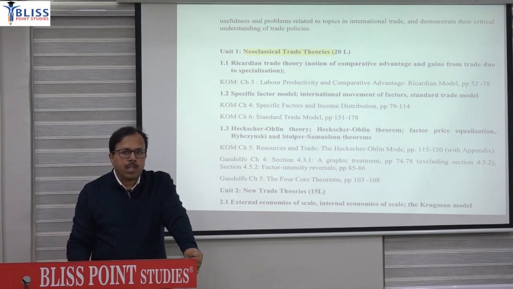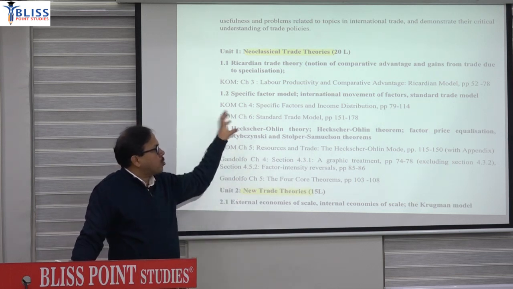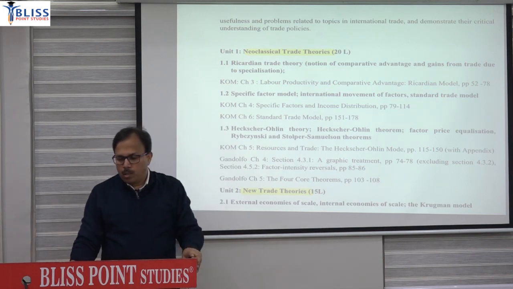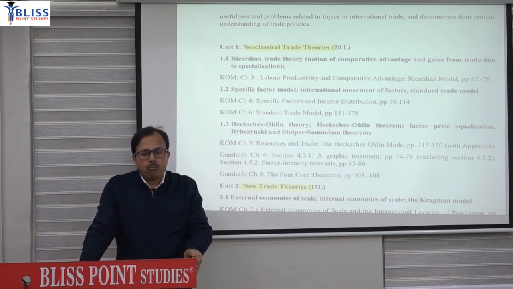I will explain the meaning of neoclassical theories and what the various theories included in neoclassical are, that is Ricardian, specific factor model, standard trade model and Heckscher-Ohlin model, and how neoclassical is different from the new trade theories. So new trade theory is basically unit number 2. The first unit is the neoclassical. The common thing about all neoclassical trade theory is that they are based upon the assumption of perfect competition. And new trade theory assumes that the market is not perfectly competitive.